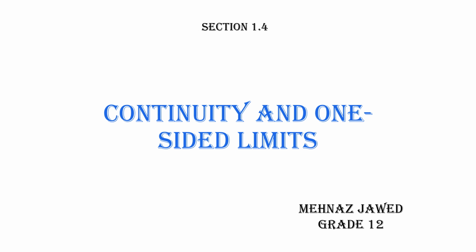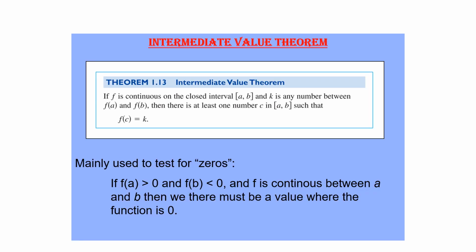So today we are going to learn about the intermediate value theorem. According to the intermediate value theorem, if the function is continuous on a closed interval [a, b], and k is any number between f of a and f of b, meaning between the value of y1 and the value of y2, then there will be at least one number c between a and b such that f of c equals k.